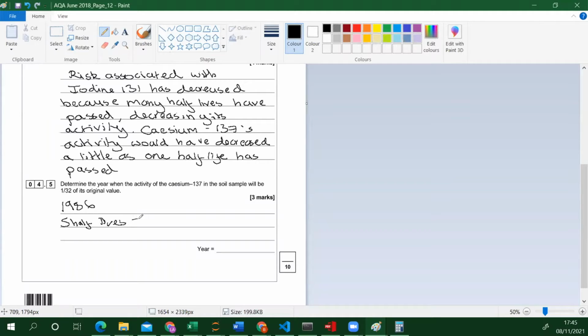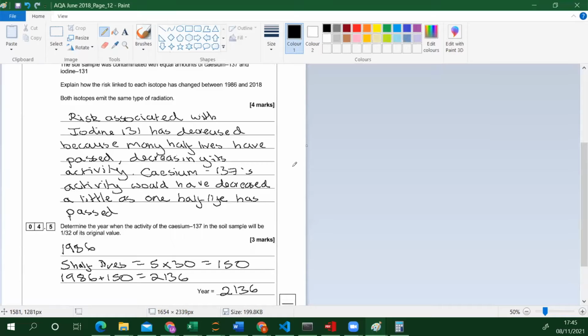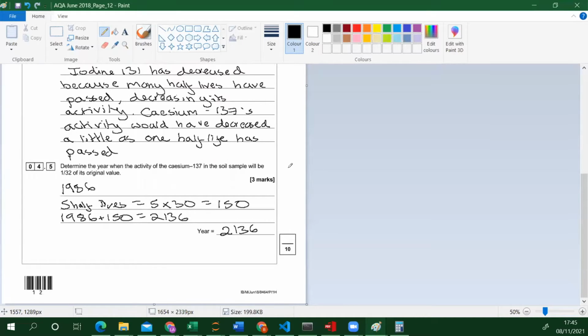Five half-lives is 5 × 30. Okay, 5 × 30 is 150. Add that to 1986, plus 150. It's quite simple maths, really. Okay, it's 2136. Well, I don't think I'll still be alive then. But it's just trying to show you there, isn't it? If you've got a long half-life, it can stay dangerous for quite a long time. So if you see questions with lots of half-lives, if they've got longer half-lives, usually the element's more dangerous because it stays around longer.